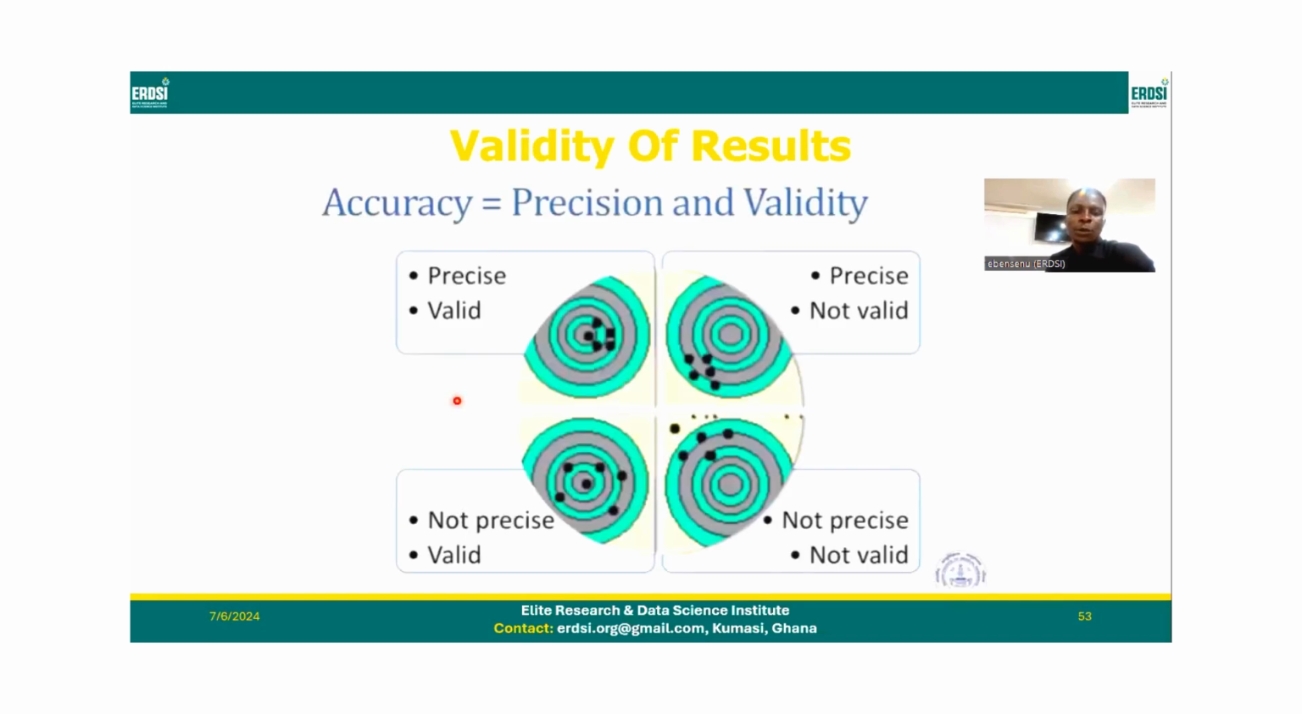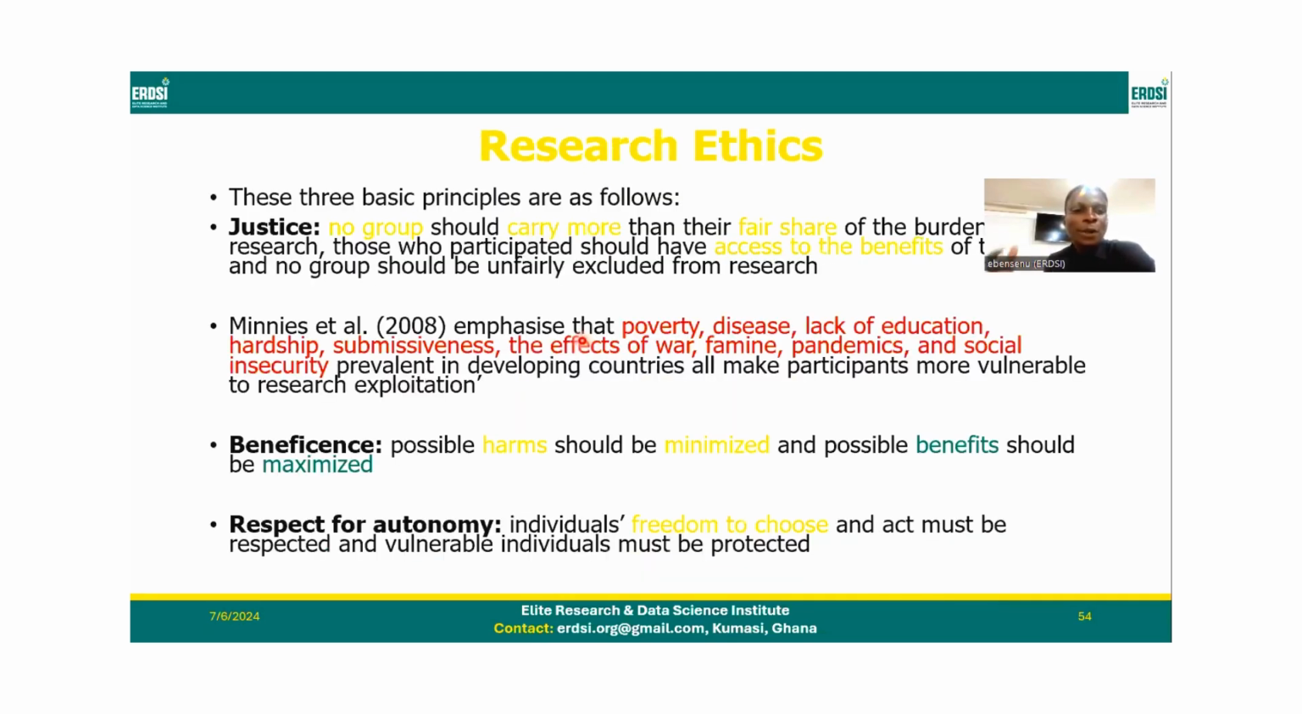And we also have to look at accuracy. You have to make sure that we are always precise and valid. Precise means the values are closer to each other. Valid means it is the true value that we get. There's no falsification of results. It's very, very important. And again, when you are doing your research, we almost get to the end.